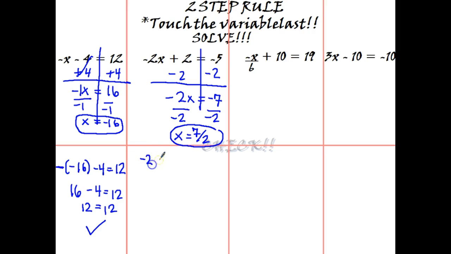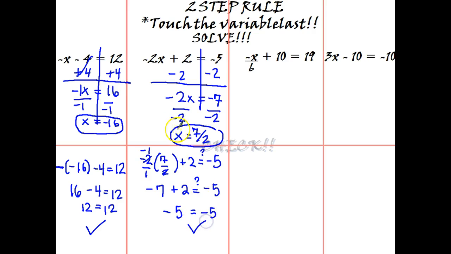So, -2 times 7 over 2 plus 2, is that equal to -5? Well, let's see. All right, so we're going to put this over 1, and we can cross reduce. Okay, so 2 goes into 2 one time, and -1 times 7 gives me -7, plus 2. Is that equal to -5? Well, -7 plus 2 is -5. Yes, it's equal to -5. Therefore, the fraction 7/2 is correct. It is right.